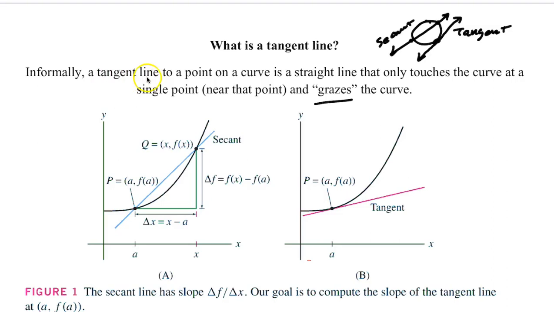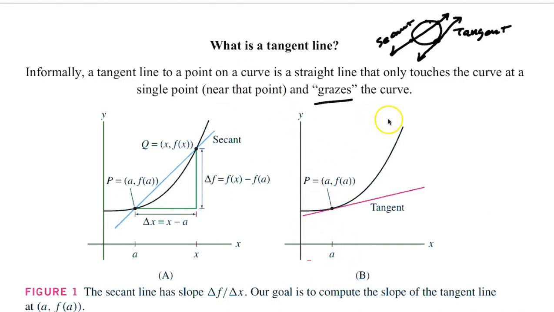And similarly, a tangent line to a point on a curve is a straight line that only touches the curve at a single point near the point and grazes that curve. What I mean by near the point? Well, let's look at these two identical functions right here. If I'm trying to find the tangent to this point right there, this is a secant line, right? It goes through 2 points, so secant line. Over here we have a tangent line.